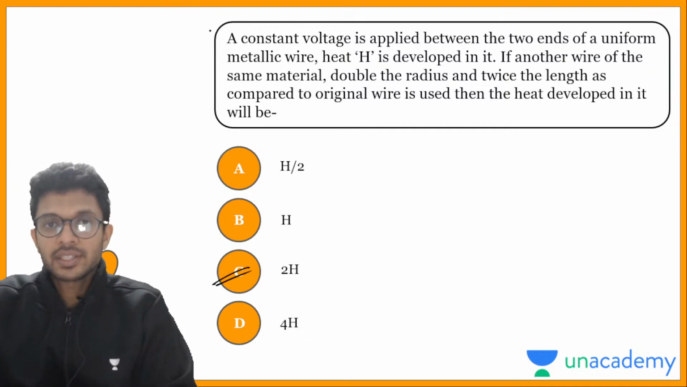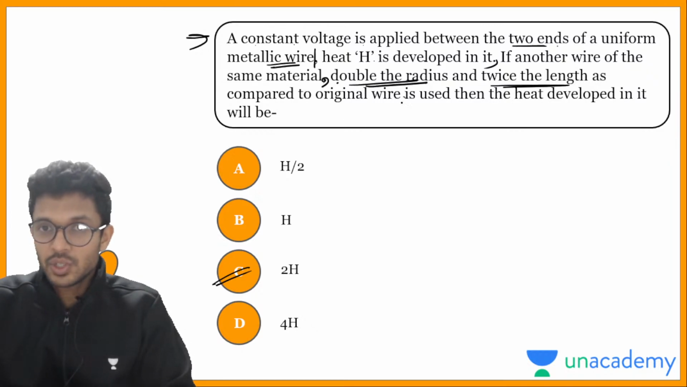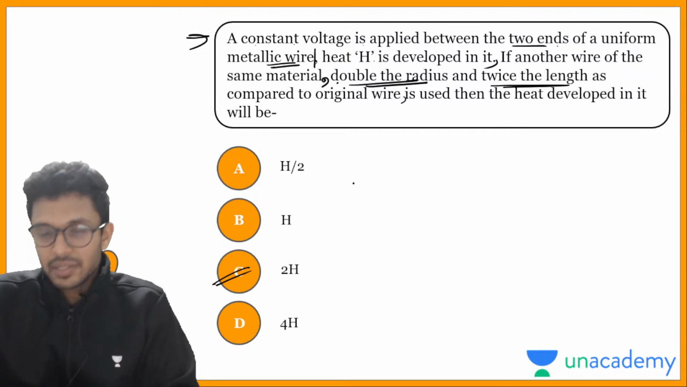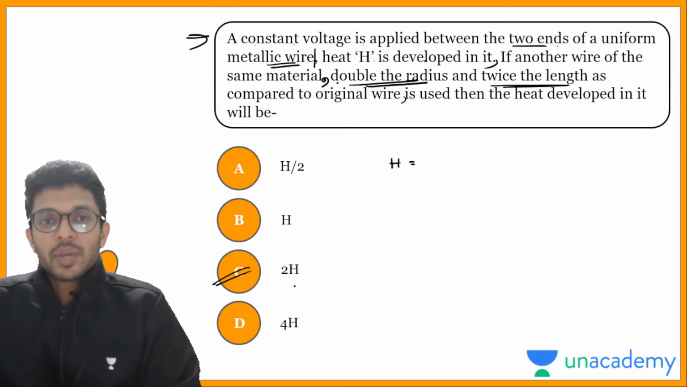Okay, let's do the question. A constant voltage is applied between the two ends of a uniform metallic wire. Heat H is developed in it. If another wire of the same material, double the radius and twice the length as compared to the original wire is used, then the heat developed in it. Tell me, among all the formulas we have, which formula we have to use?